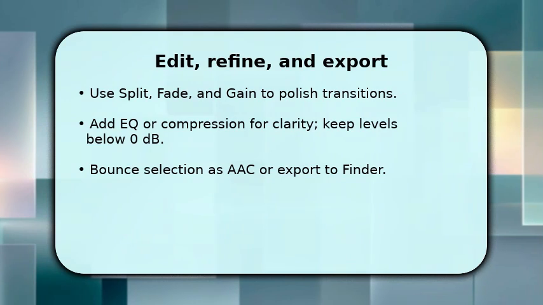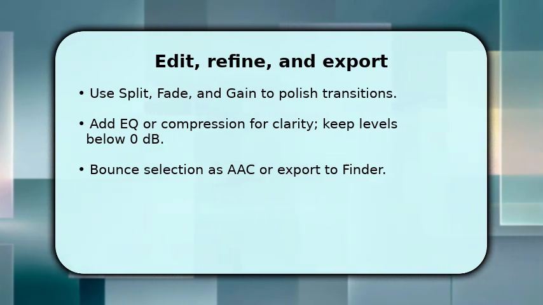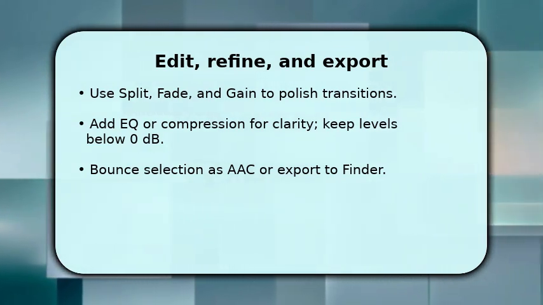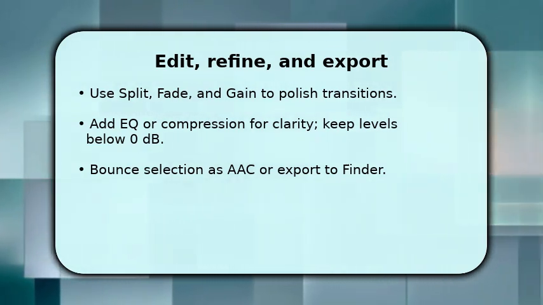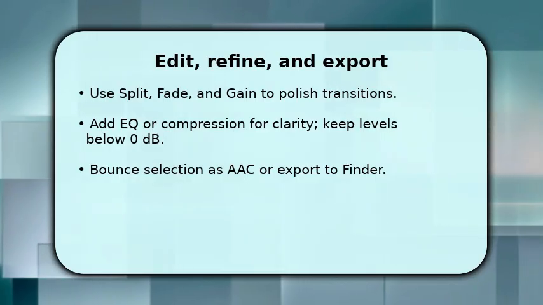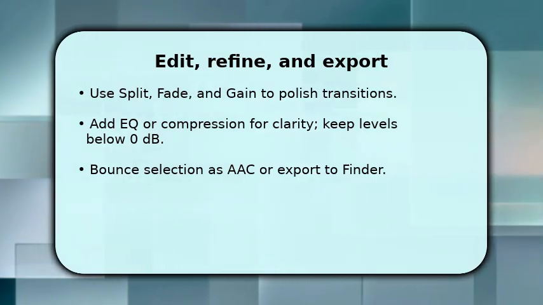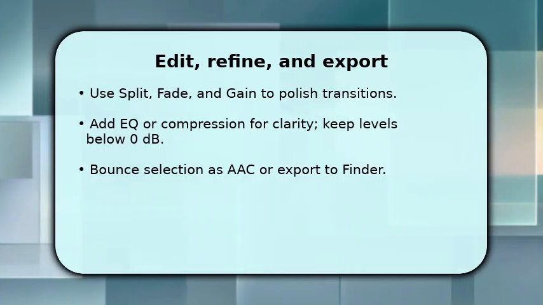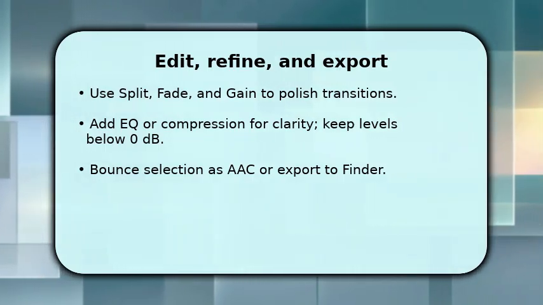Now you refine. Split where phrases start and end, add short fades so the ringtone doesn't click, and adjust gain so peaks stay below 0 dB. This prevents distortion. If needed, apply light EQ or compression to make the sound punchy on phone speakers.